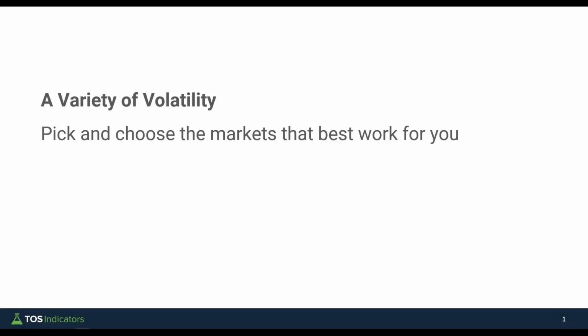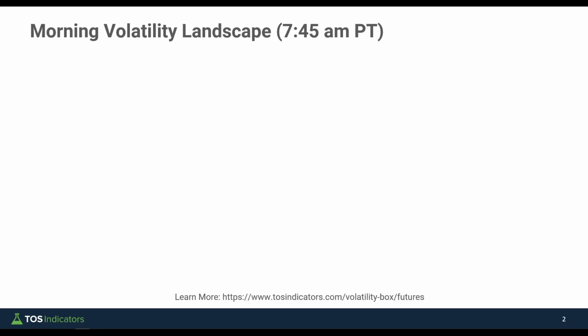In today's video, I'll show you how you can build your very own volatility landscape every single morning and use that to pick and choose the markets that best work for you and your trading style. Now, if we start by using today's morning as an example, so that's November 29th, 2021, and this is as of 7:45 a.m. Pacific, so about an hour and 15 minutes after the markets opened.